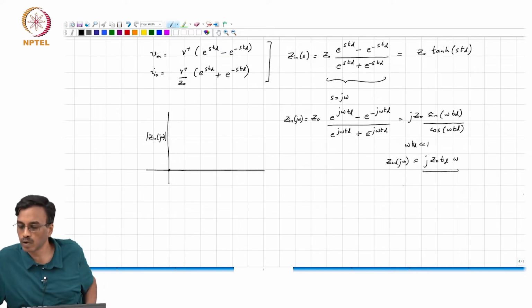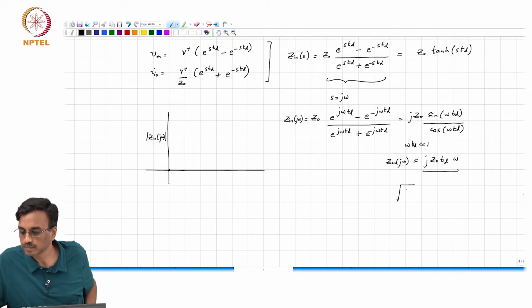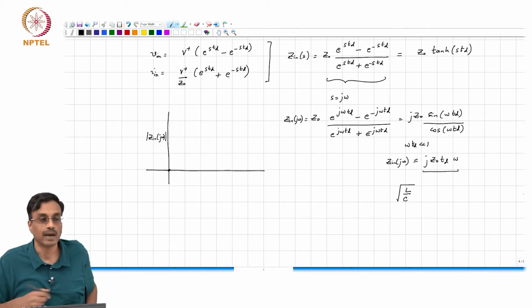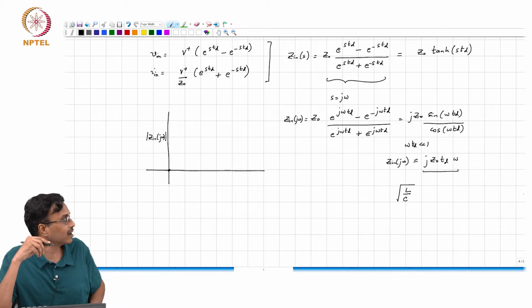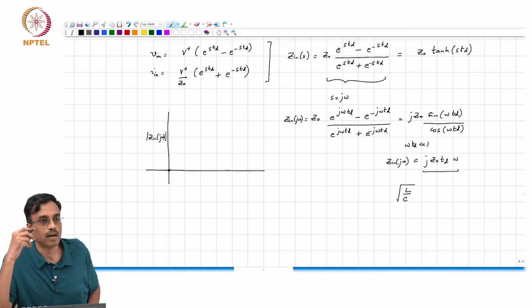Very good. Z naught, remember what is Z naught? It's the square root of L by C, where L and C are per unit length values.